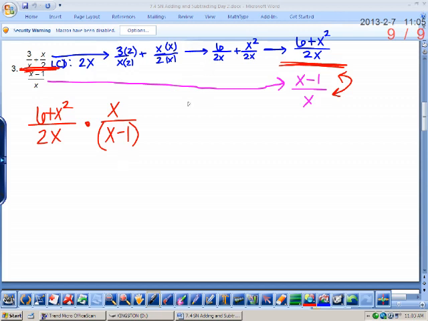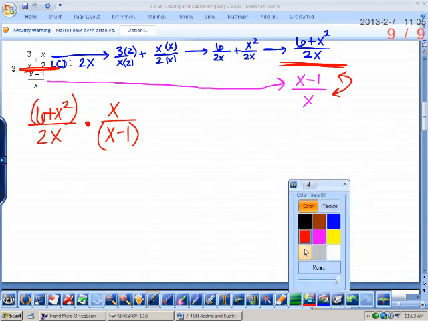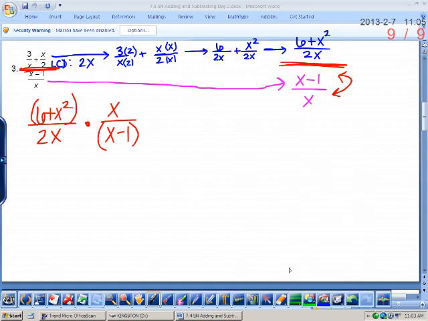Does anything else factor in here? No. The only other thing that might is this 6x squared, right? But it doesn't. All right? Can we simplify anything? Does anything cancel? X over 2x, yeah. Or sorry, just x over x. We know those cancel.